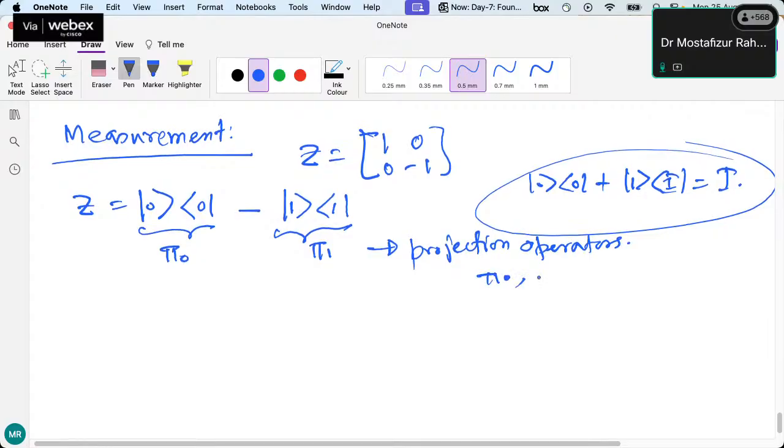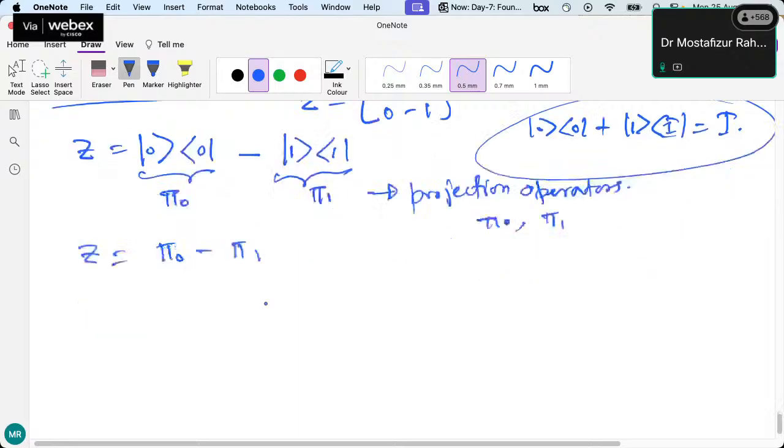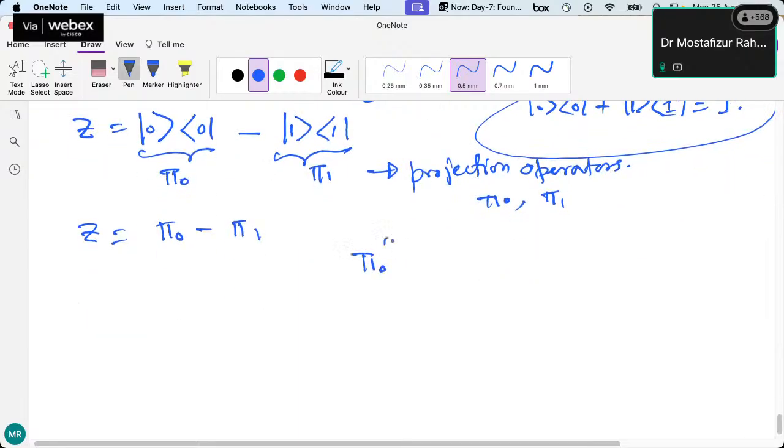So pi 0 and pi 1 are called the projection operators, because this operator will help you project to the |0> basis, and this projector will help you project a quantum state to the |1> basis, right? So that's why pi 0 and pi 1, and Z you can write as pi 0 minus pi 1 as your operator, okay? You can quickly check that pi 0 square equals pi 0, and that gives you the definition of the projector operator. So it projects onto the subspace spanned by the vector Ket0, right?